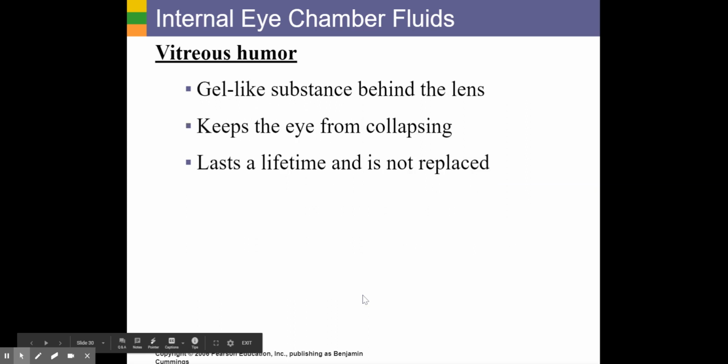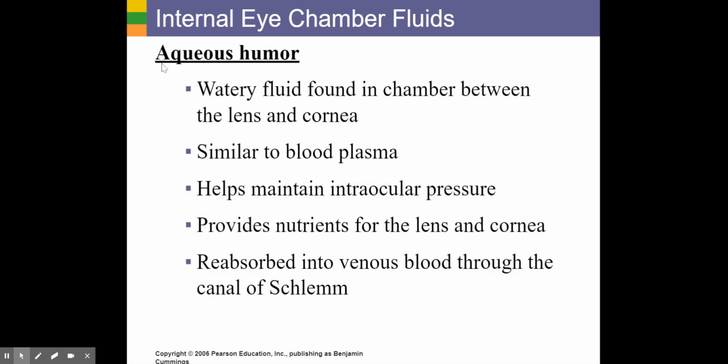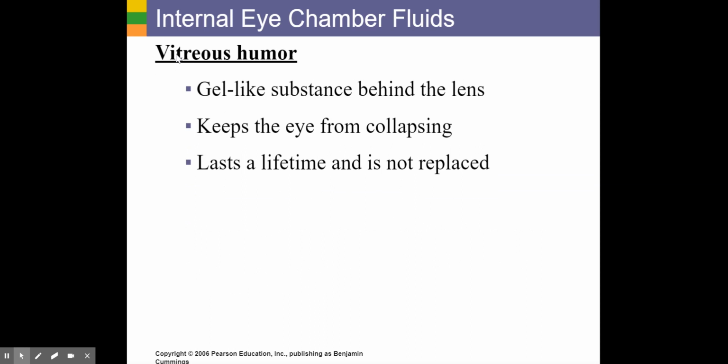The vitreous humor, on the other hand, is more gel-like. I always remember, at least for me, aqua means water. Vitreous, the V to me always means viscous or thick. So I always remember this one is more gel-like. And this one sits behind the lens. Its purpose essentially is to keep the eye from collapsing, so it allows the rest of the eye to keep its shape.